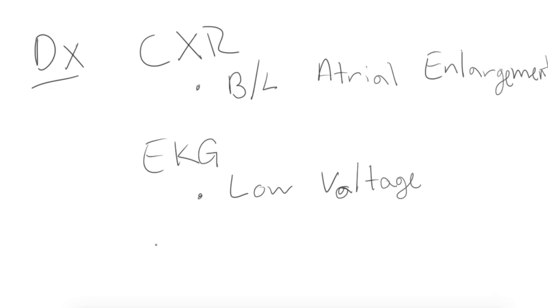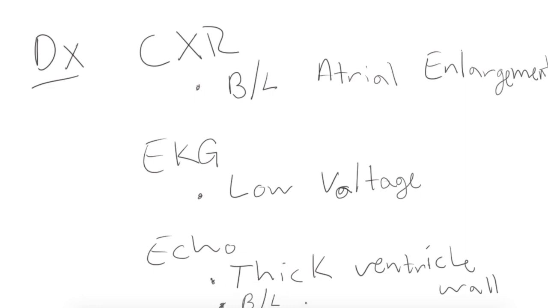And of course, your gold standard for any cardiomyopathy really is going to be your echo, in which case you may see a thick ventricle wall and a bilateral atrial, I'll put E here for enlargement.